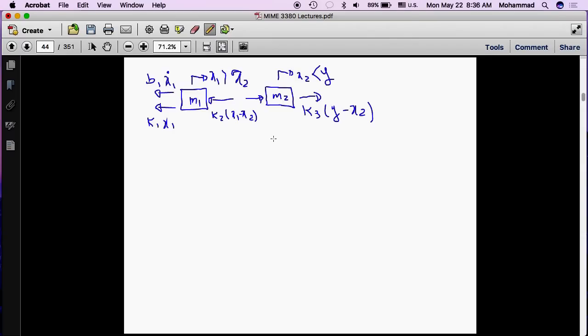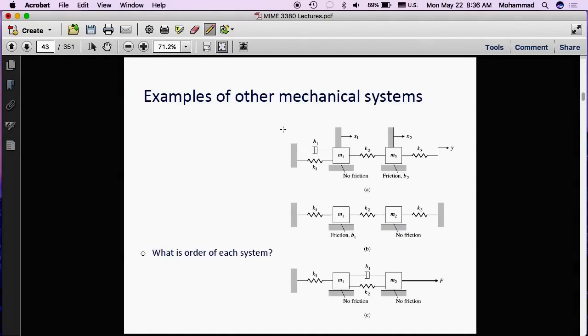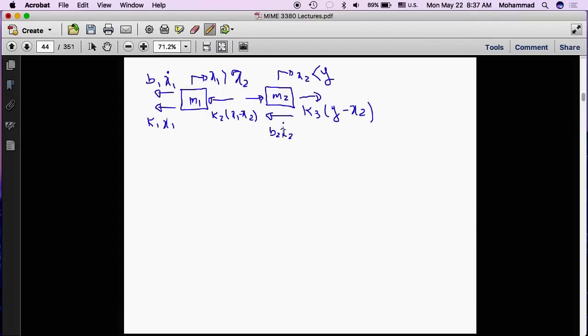What would be the direction? The same direction as x2 or opposing x2? It would be opposing x2. So I'm going to use this and write B2 x2 dot. Okay, let's review. Did we include all the forces applied on this system? Anything missing? So we included B1 from the left, K1, K2, K3, and the friction applied on the second mass. So we have everything.